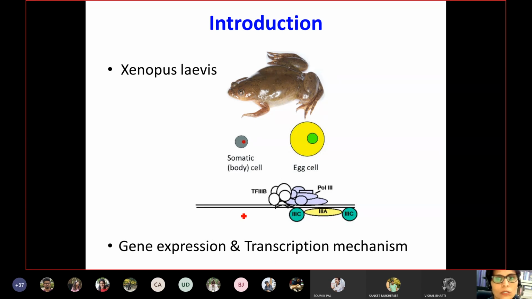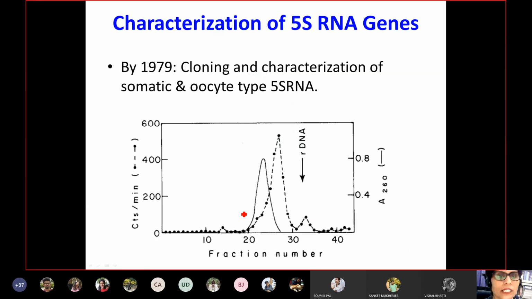This is how people first saw that these two genes are differentially regulated, and then they started working on this gene and found several factors associated with it, and slowly they moved forward to the isolation of zinc finger. We will go step by step, and in today's class we will see what was known by 1979: the two types of genes, oocyte type 5S RNA and somatic type 5S RNA, were both cloned and characterized.